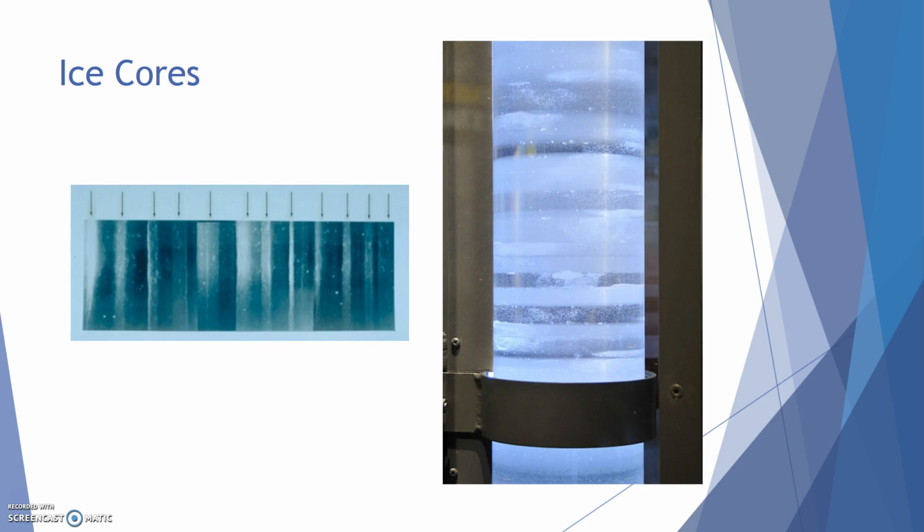We know that during warm periods, the greenhouse gases are a little bit higher, and then in cooler periods, the levels were lower. So we can equate the amount of greenhouse gases we find in these ice cores with the surrounding temperature.